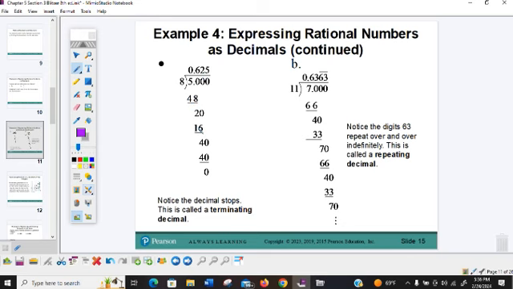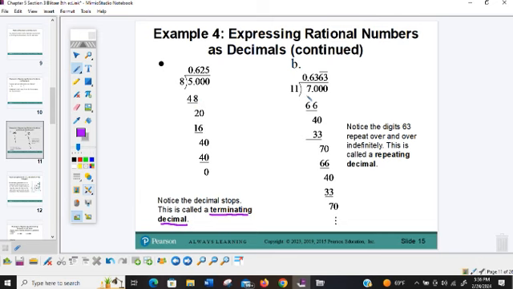2 times 8 is 16. We subtract and get 4. Bring down another 0. 8 goes into 40 5 times. 5 times 8 is 40. Now we have no remainder, so this one is a terminating decimal. It ends, and 5/8 can be written as 0.625.